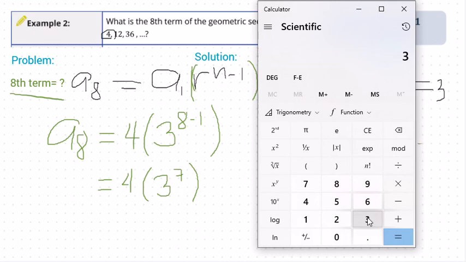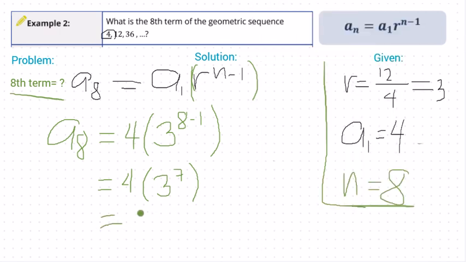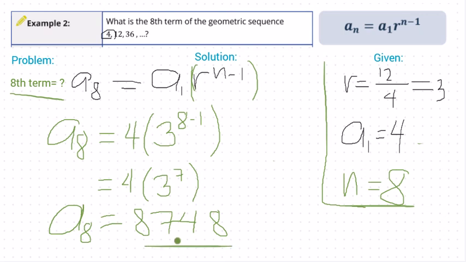You enter 3, then if you don't have it like this, you can look at your calculator for this symbol and press that one, raised to the power of 7. That would be equal to 2187. Times 4, so we go directly: 8748. Therefore the 8th term is 8748.